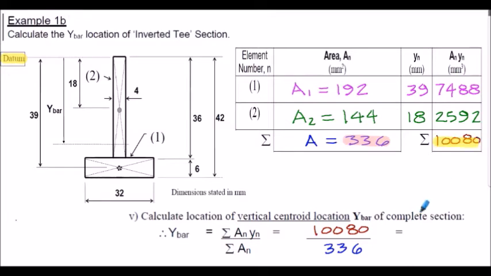So once again we can work out the y bar. It's simply going to be 10,080 millimeters cubed divided by 336 millimeters squared. That evaluates to 30 millimeters, so the centroid location from the datum at the top of the section will be 30 millimeters. That puts the y bar location here. So with a depth of 42 millimeters, the centroid location is either 12 millimeters up from the bottom or 30 millimeters down from the top. So whether we take our datum at the top or the bottom of the section, we end up with the same centroid location.